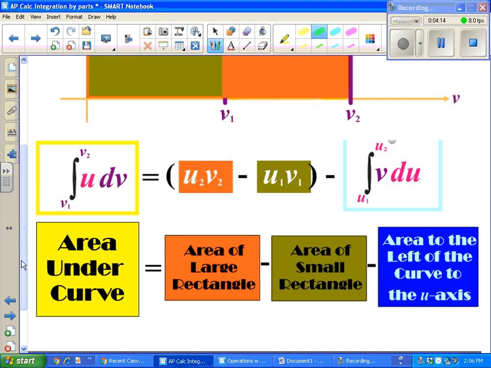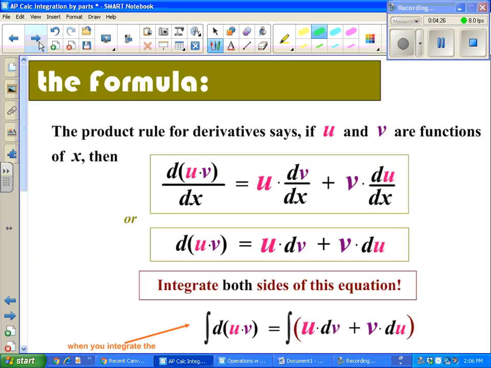I'm not going to take time to break this down. I want to go ahead and get to the problems. But I just want you to see there are resources out there where you can look and find where this integration by parts formula came from. All right, here's the formula.